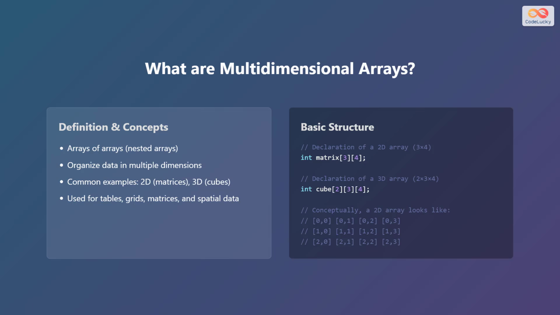Here's how you declare them. To declare a 2D array with 3 rows and 4 columns, you would write int matrix[3][4]. Similarly, a 3D array with dimensions 2 by 3 by 4 is declared as int cube[2][3][4]. Conceptually, a 2D array can be visualized as a grid with rows and columns like the one shown.